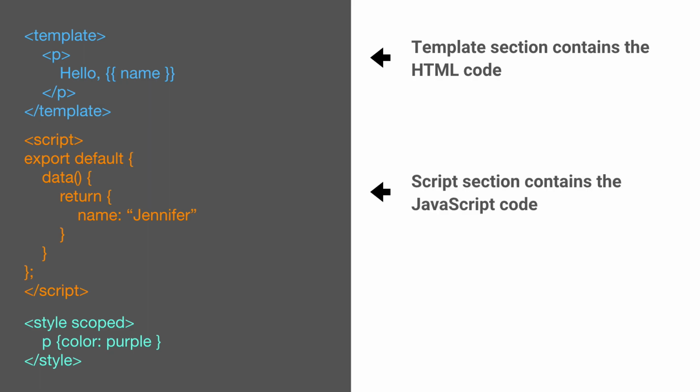The script section contains the JavaScript code. This is the logic of your application. In my script section, I have a data object. The data object has a key of name which contains the value Jennifer. It is this value that is inserted in the HTML code via interpolation. The last section is the style section. Styles are scoped, meaning that they only apply to the HTML code in this component. They will not impact the HTML in any other component that is part of your application.